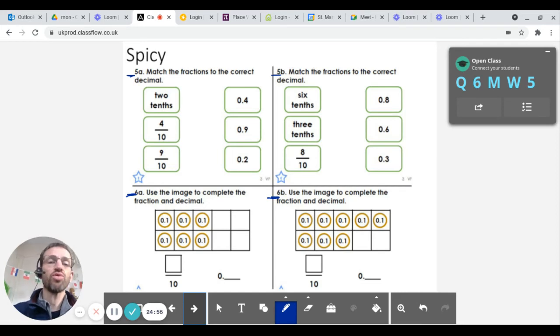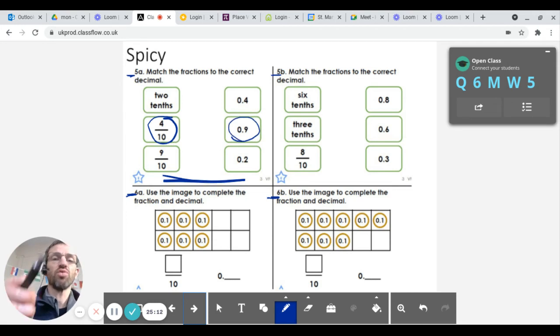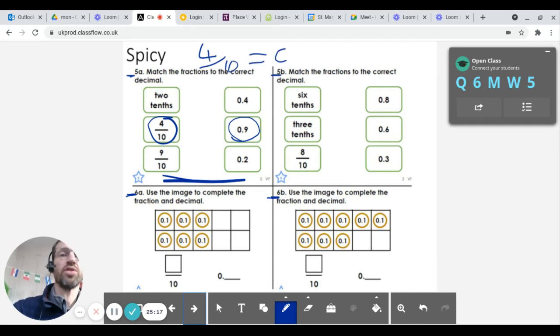If you don't want to draw these out in your book, what you could simply do is copy them down. So for example, if I thought 4/10 is going to be matched to the correct decimal and it's going to be matched to 0.9, I would just write this in my book: 4/10 equals 0.9. But I don't think you're going to be writing that because you know which fraction is which on the decimal side here, and it's not going to be 0.9 for 4/10, is it? Okay, so that's the spicy work. Pause the video and have a go at that now.